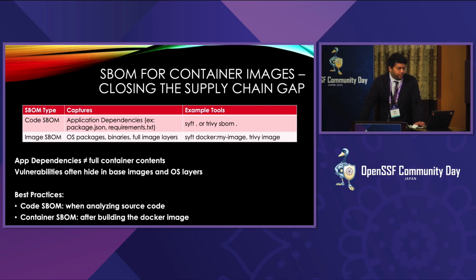Best practices: whenever you're working with code, please create an SBOM whenever you have a major version release or you're committing into the main branch. For containers, whenever you build a Docker image, please generate an SBOM and upload the artifacts wherever you want to store them. But I think it's a good practice to store it somewhere.